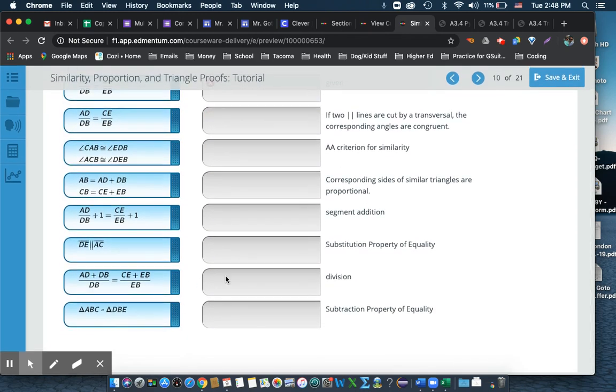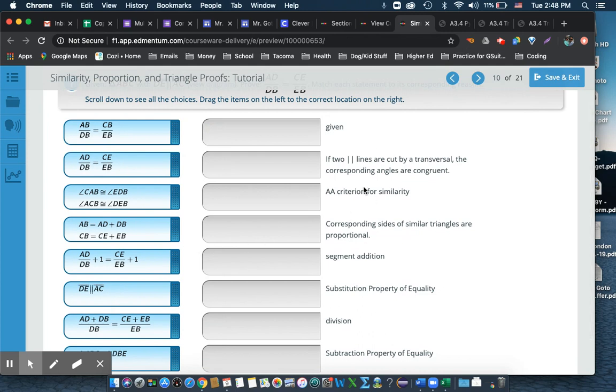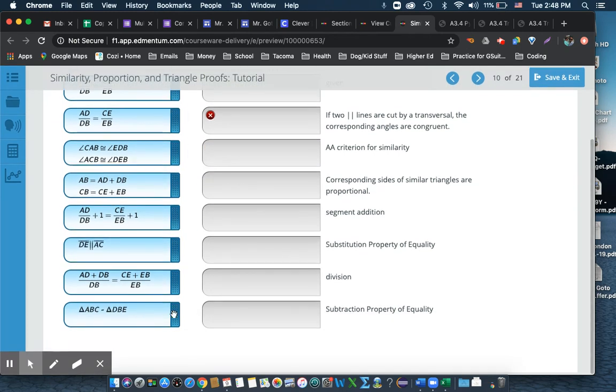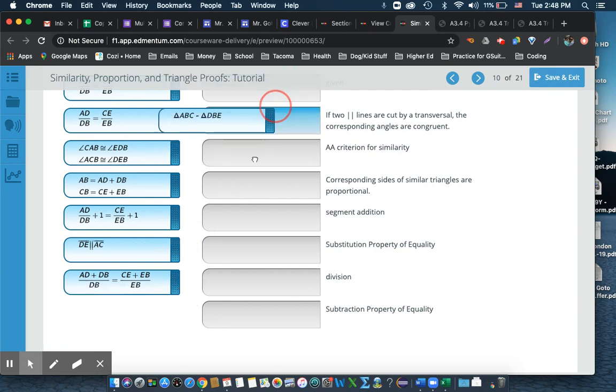Okay, so play around with it and really pay attention to the reason for the statement. That is very important. Why is this, like, why does this word match with this equation over here? Okay. See, so you got to kind of just play around with it.